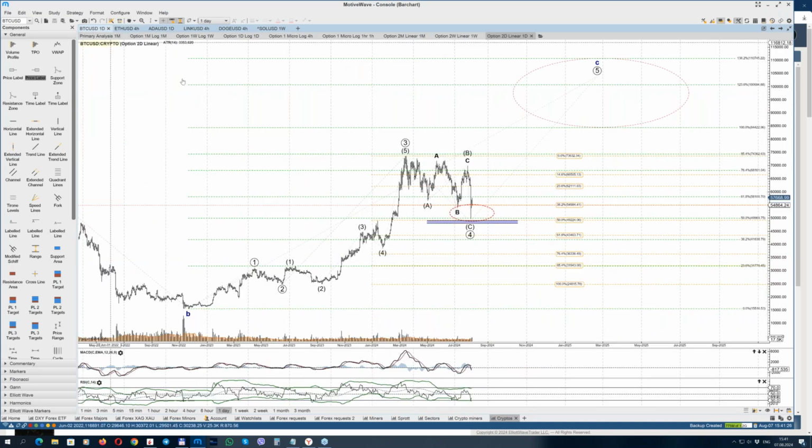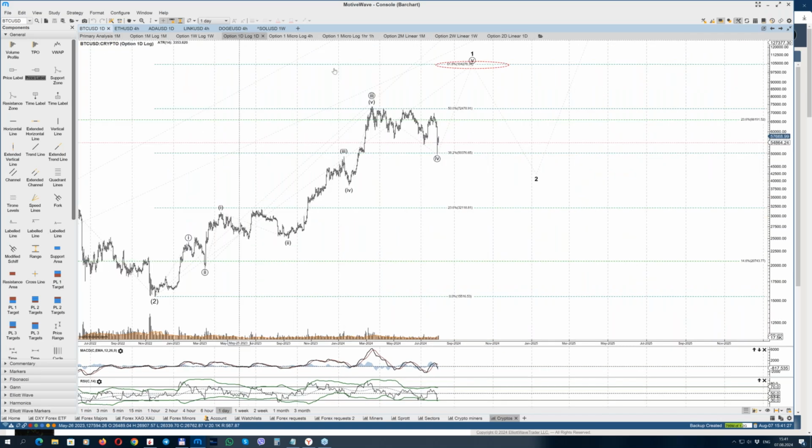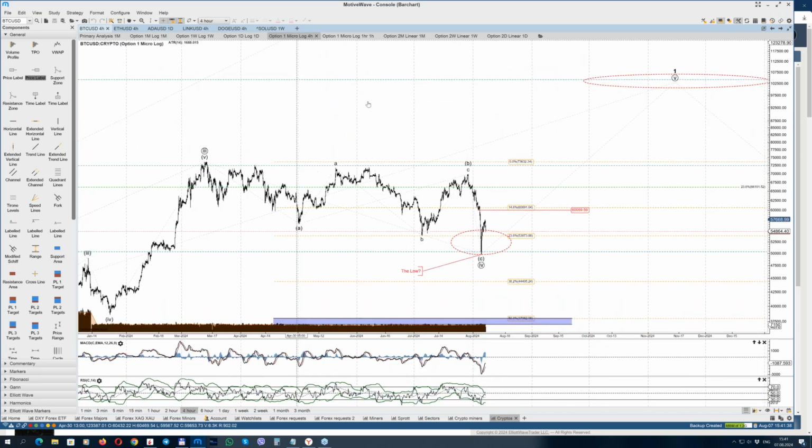Bitcoin. Option 1 count projected on the logarithmic price scale remains intact. Wave 4 is still holding. Internal wave structure for this scenario is presented here. Above 60,060, this scenario would be looking much more reliable. Right now, it is still one of the possible options.